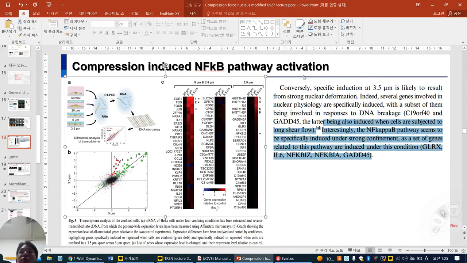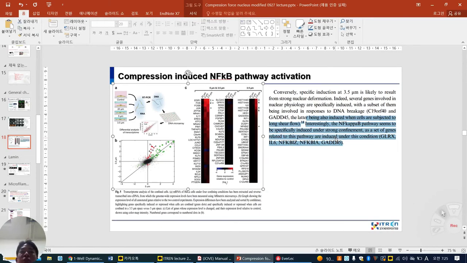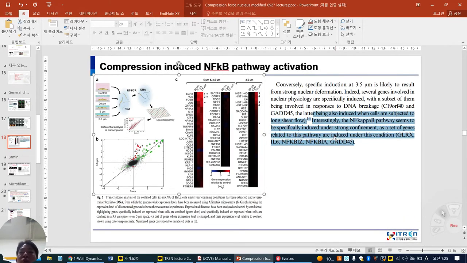So somehow, this kind of compression happens all the time in our body. So they want to understand, using their system, how cells feel the compression and how this feeling is translated into the transcriptome change.